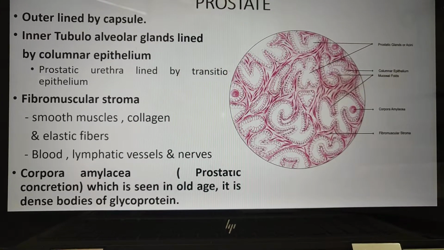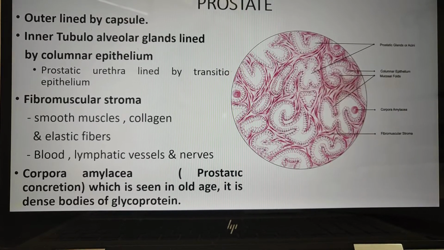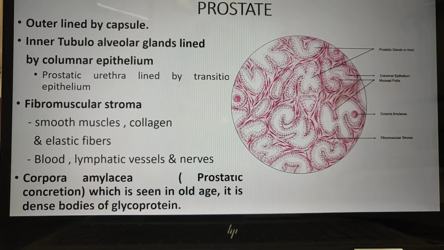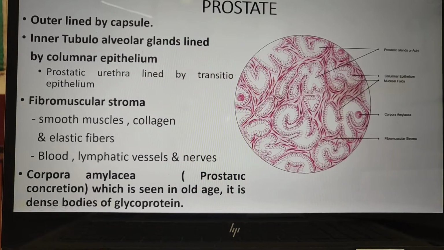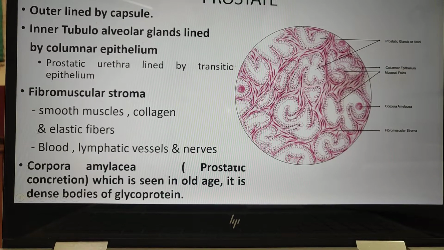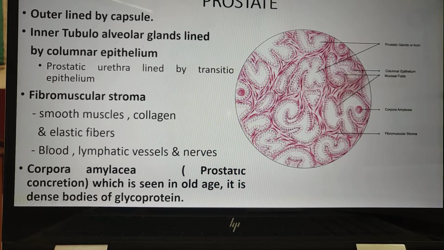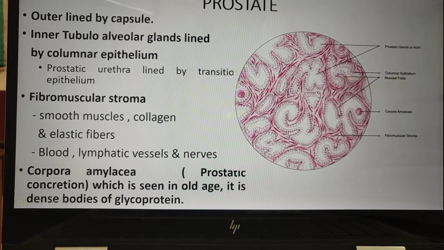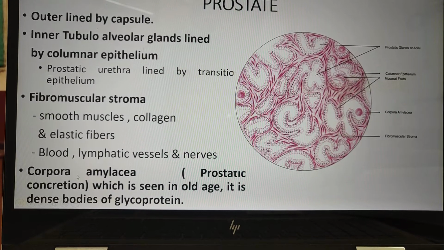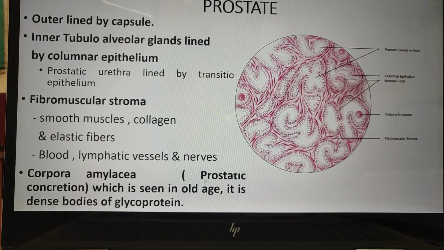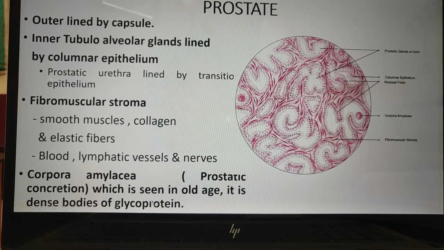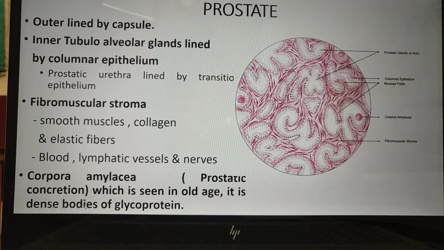The prostate is outer lined by the capsule. Inner there is a tubuloalveolar gland lined by the columnar epithelium, and the prostatic urethra lined by the transitional epithelium. There is a fibromuscular stroma with smooth muscle, collagen fibers and elastic fibers, blood vessels and nerves. The main characteristic of the prostate is the prostatic concretions, also called the corpora amylacea, which is seen in old age. It is a dense body of glycoprotein.